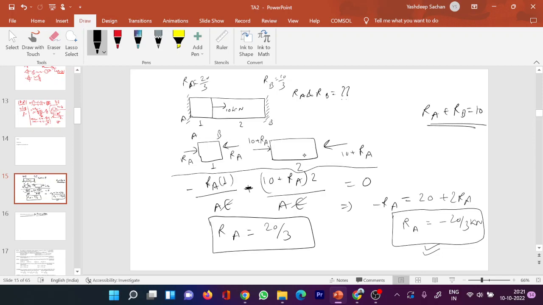Sir, how is the 3, the A value, the area? Area, how much, sir, in this case? Area A we have taken the same for all. A is same and E is same for both. So that's why AE in both I have taken. Okay, sir. That's why it has gone here and finished. Clear or not? Yes, sir. Clear.